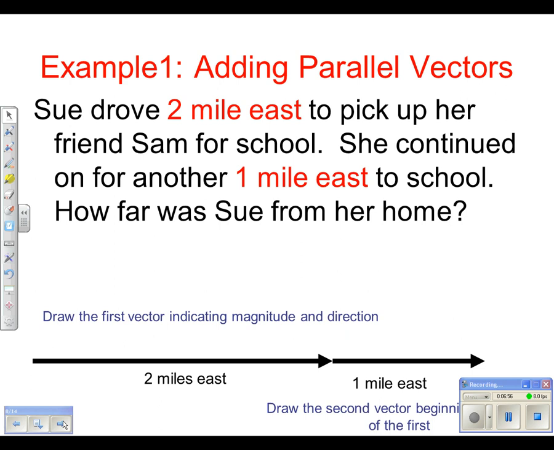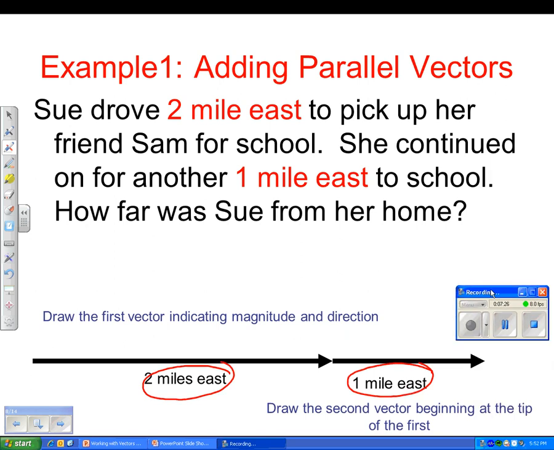When you add vectors graphically or mathematically, which is the same thing as analytically, sometimes the graphical thing is a little bit of overkill. If they're going along in the same direction, like this example here, where Sue drove 2 miles east to pick up her friend Sam. So here she heads 2 miles east, and she grabs Sam, and then she drives on for another mile. And the question is, how far is Sue from her home?